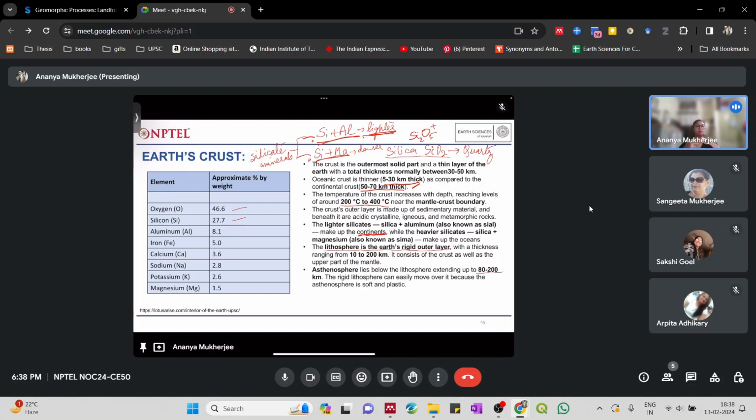So that is why I said all the plate tectonic movements that we see, where plates are either coming towards each other or moving away from each other, are happening on top of the asthenosphere, just because the lithosphere can float over the asthenosphere. It can move easily over the asthenosphere.